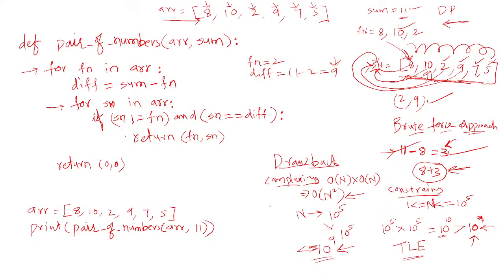That's why you should design an algorithm which works in order of n time only. That means there should not be two nested loops. You should not use two nested loops in this case. Any doubts up to this?